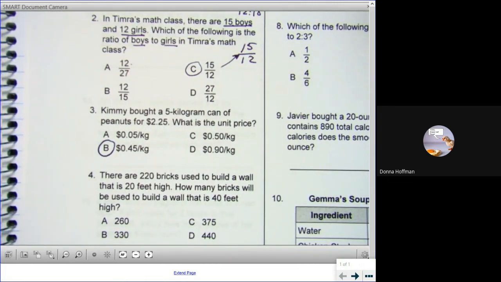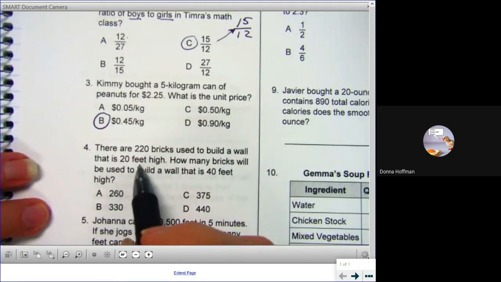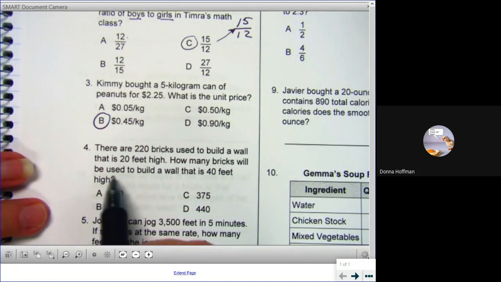Number 4. There are 220 bricks used to build a wall that is 20 feet high. How many bricks will be used to build a wall that is 40 feet high? Set this up as proportions.